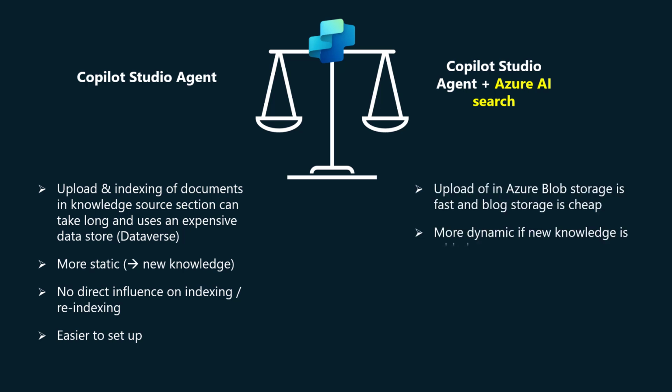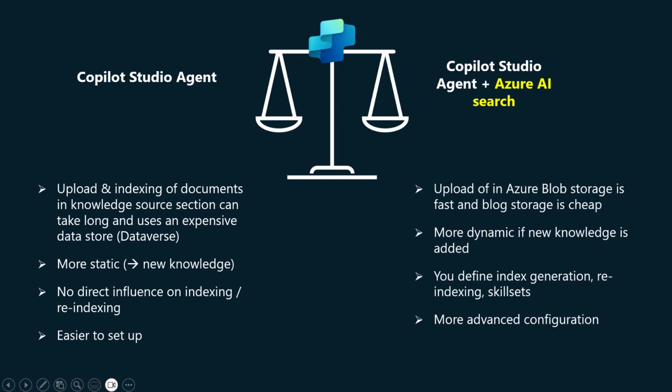On the other hand, if we open that, if you use Azure AI Search, you can just use a blob storage to store the documents. It's cheap. It's really cheap compared to the other sources. You can also use it if the documents change often. Why? Because you can define re-indexing every 5 minutes.